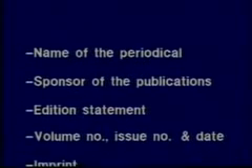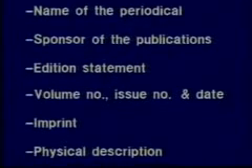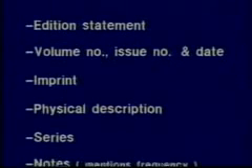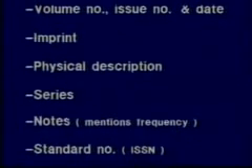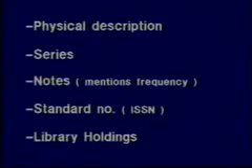These are: number 1, name of the periodical; number 2, sponsor of the publication, if any; number 3, edition statement; number 4, volume number, issue number and date; number 5, imprint; 6, physical description; 7, series; 8, notes, which gives the information about the frequency of the publication; and number 9, standard number or ISSN, which stands for International Standard Serials Number; and finally number 10, library holdings.